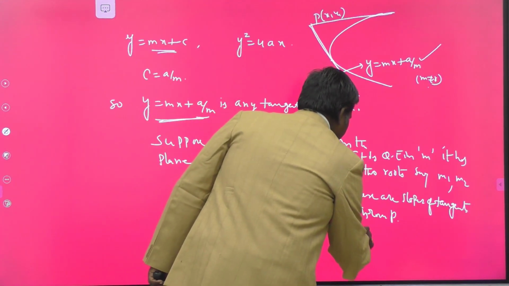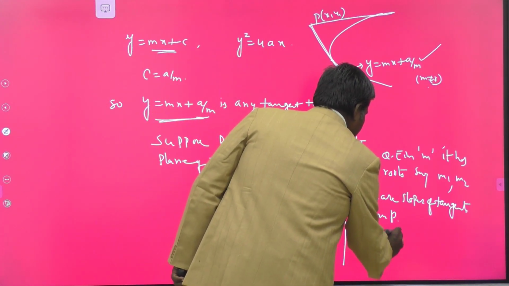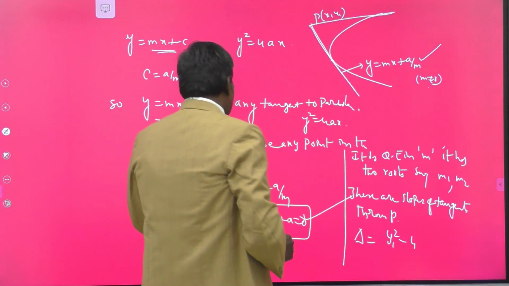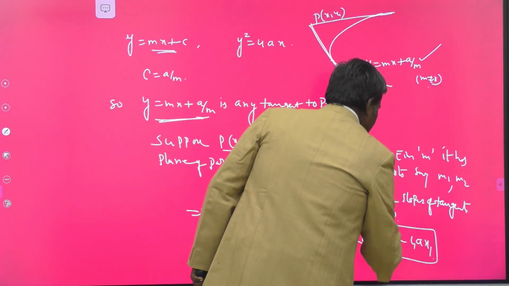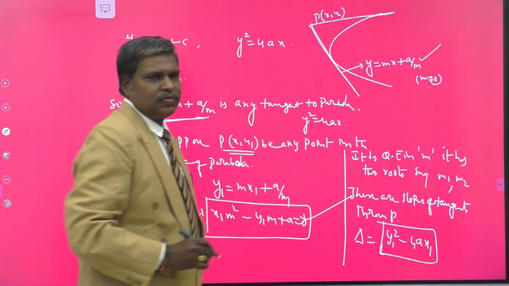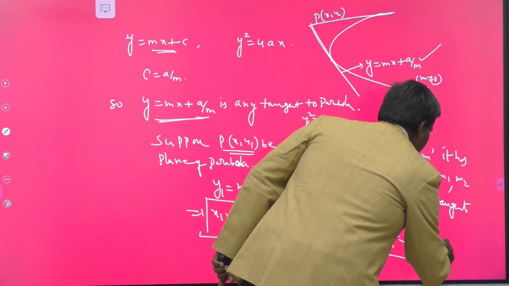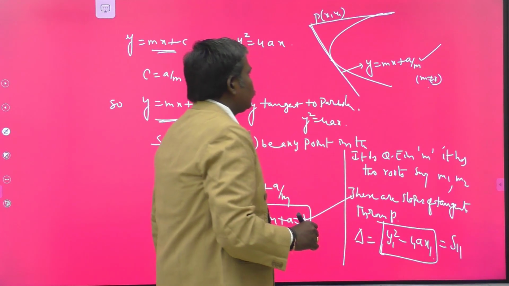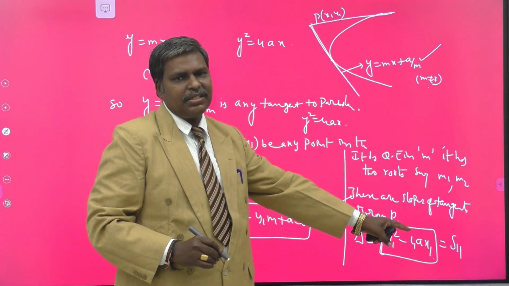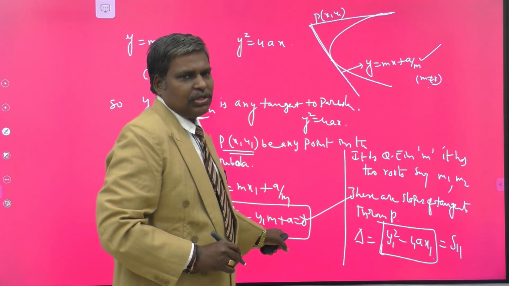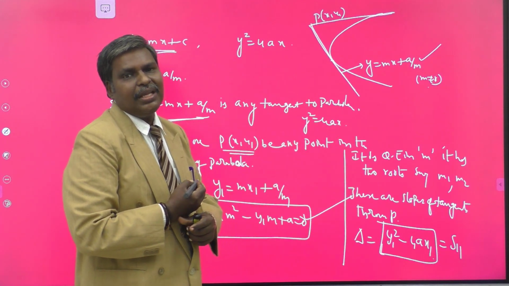Now, what is its discriminant, my dears? b square minus 4ac, that is y1 square minus 4ax1. Discriminant is y1 square minus 4ax1. This is nothing but S11. So, if your point is outside, S11 is greater than 0. That means it has two real and distinct roots for M. That means two tangents can be drawn from point P to the parabola.